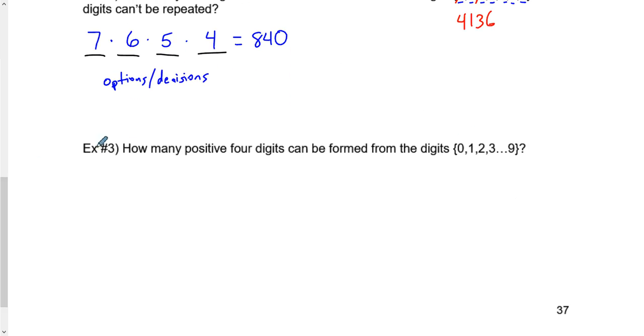Now we're going to go into something even more complex: how many positive 4-digit numbers can be made using the numbers 0 to 9? So again, we're talking about a 4-digit number. Once again, these are options, or how many decisions we have to choose from. If we're looking at the first digit, from the numbers 0 through 9, there are a total of 10 options.